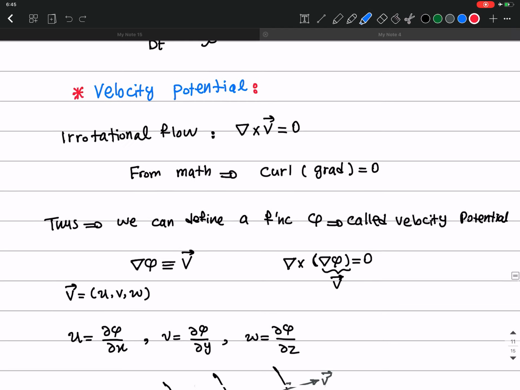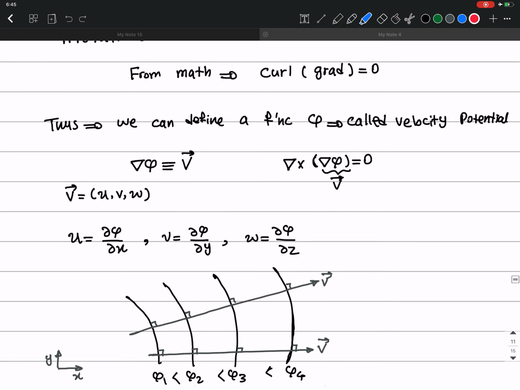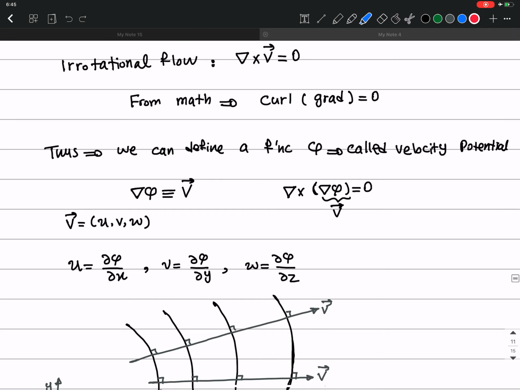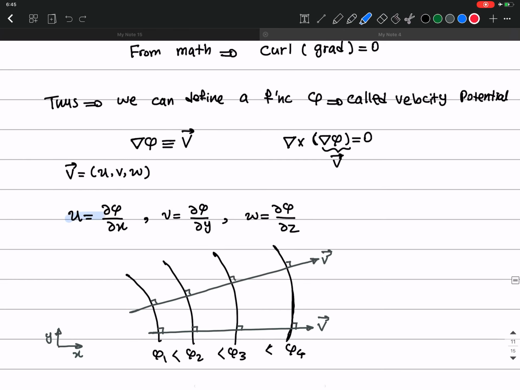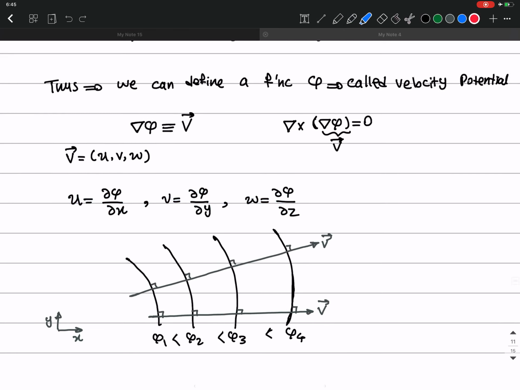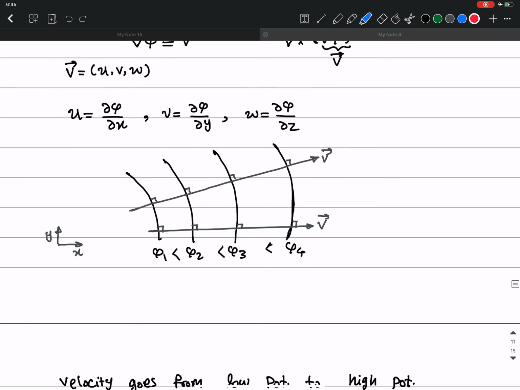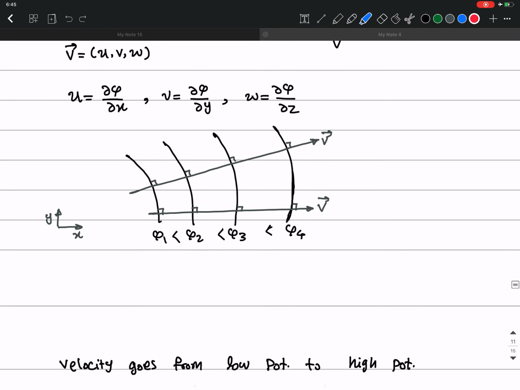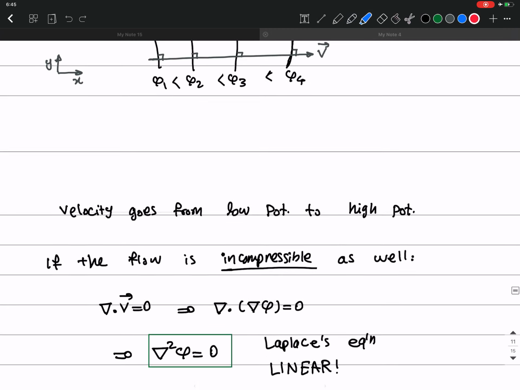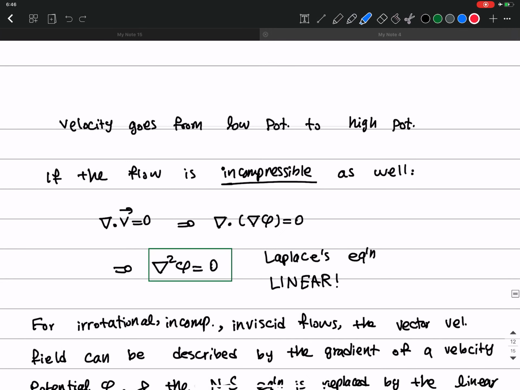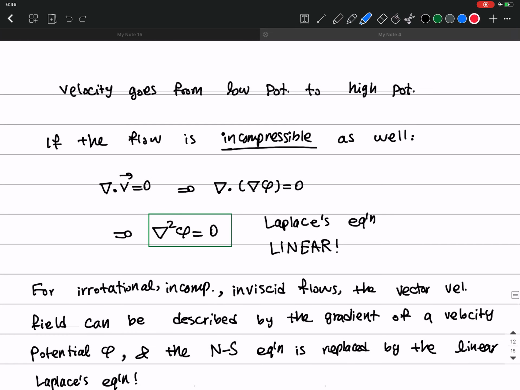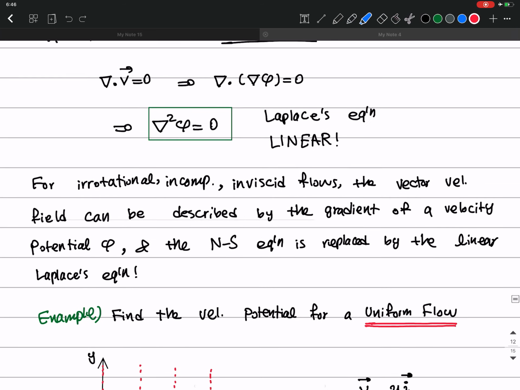And also we define this phi, because curl of grad is 0, so we can define a velocity potential as this, okay, which is going to be perpendicular to the velocity vector, and the velocity goes from low potential to high potential, okay? Also, if this flow is incompressible, then this satisfies Laplace's equation, which is going to be a linear system, which we can solve analytically.